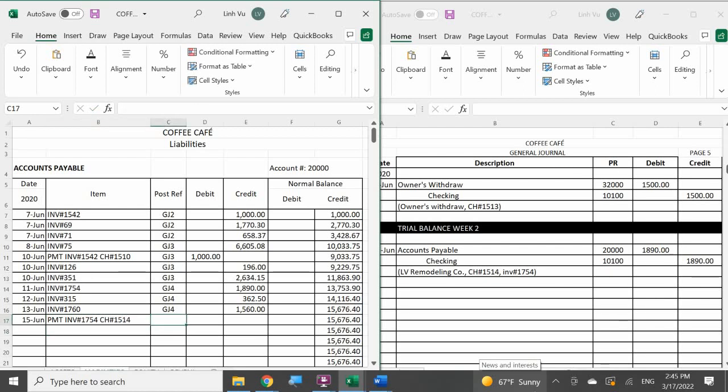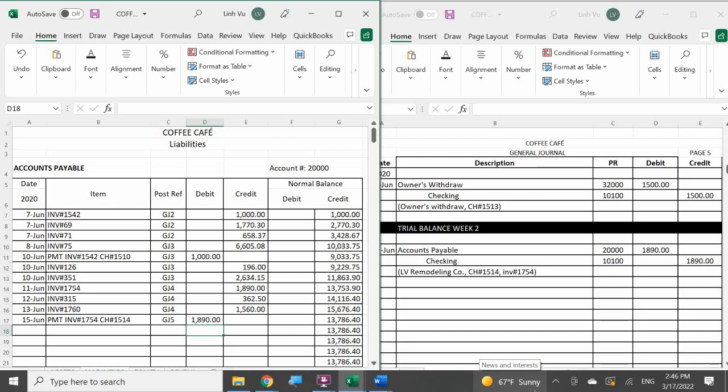What journal am I on? Five. So I'm going to debit my account for $18.90. So how much is my account balance in my accounts payable account? 13,786 and 40 cents. Good.